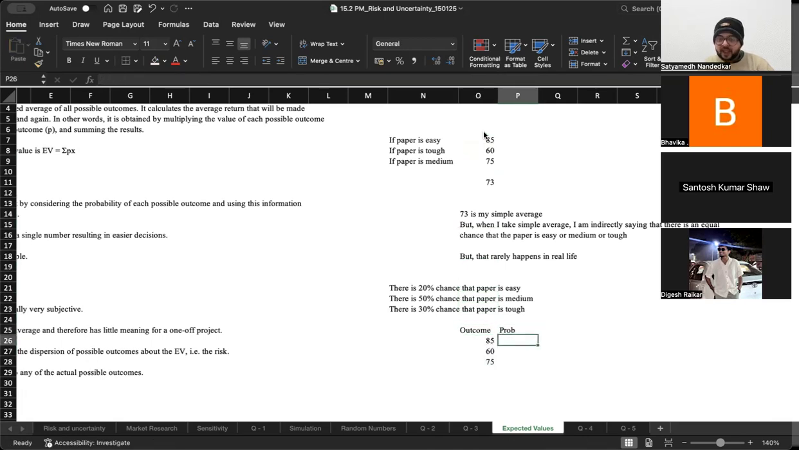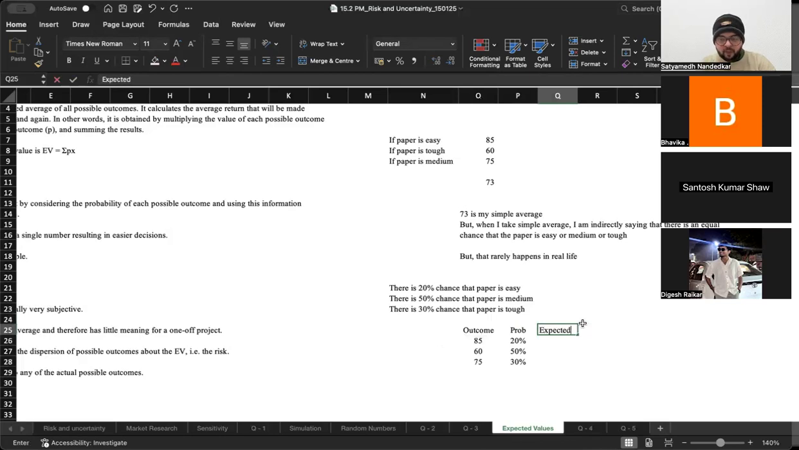Probability क्या है? Easy पेपर आने का probability है 20%. मीडियम पेपर आने का probability है 50%. टफ पेपर आने का probability है 30%. So I note down my probability. Once I note down my probability, it's like calculating weighted average now. Simple average नहीं है अभी. It's like calculating your weighted average, कि what is the expected score that you expect the person to achieve.